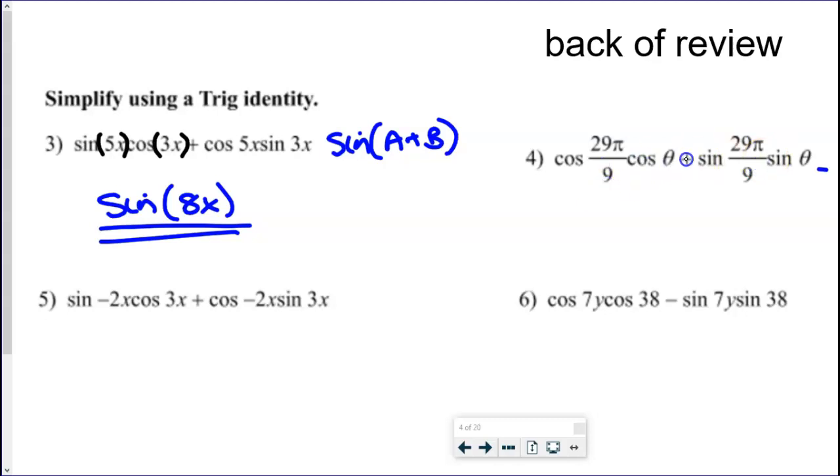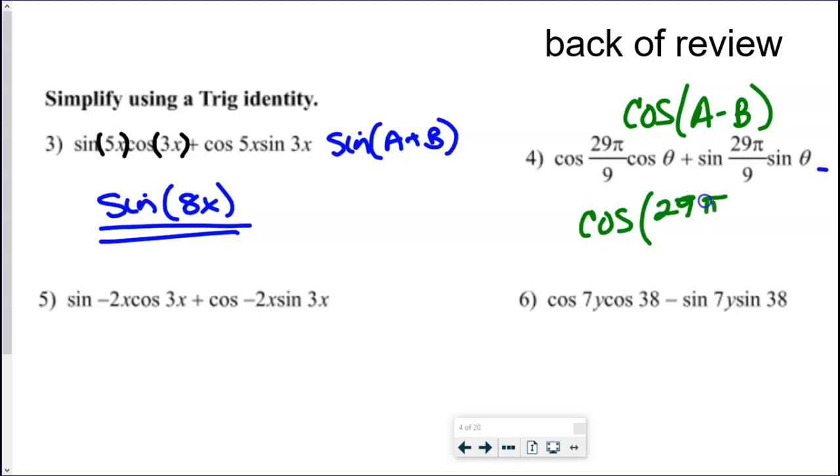Here we got cosine, cosine plus sine, sine. So that is a cosine, and cosine does the opposite sign, so it's a minus b. Now this particular question, it's a combination of a radian measure and a variable, so you don't have to simplify anything here, but you should be able to write 29 pi over 9, and then minus theta is how that will condense down.